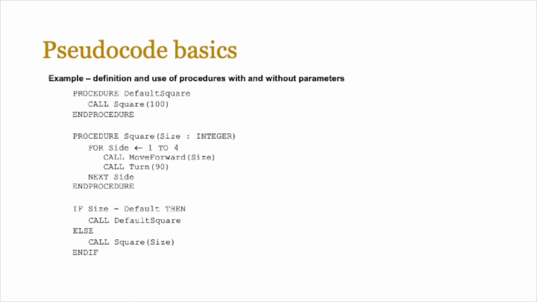And that's basically it, really. You've got a basic main part of the code which says if size is equal to default, then call default square, otherwise you call the square of the size, and that allows you to either create a default square of 100 units or whatever the user specifies it to be.